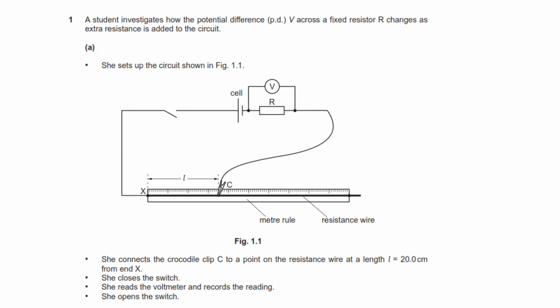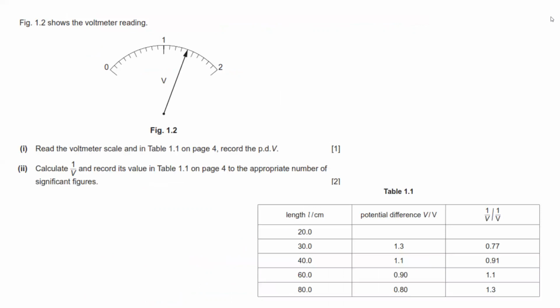She reads the voltmeter and records the reading. She opens the switch. Figure 1.2 shows the voltmeter reading. Read the voltmeter scale, and in table 1.1 on page 4, record the voltage V.